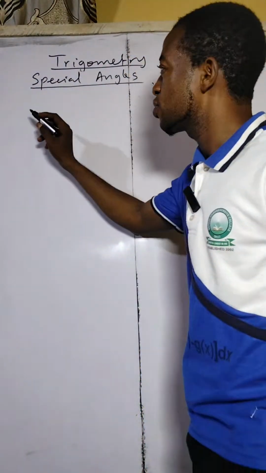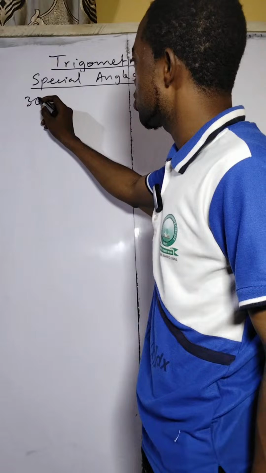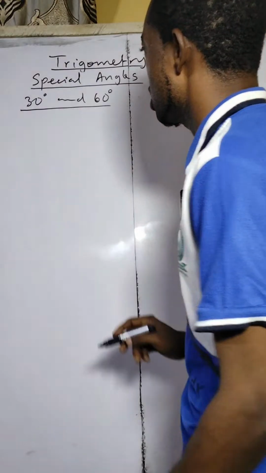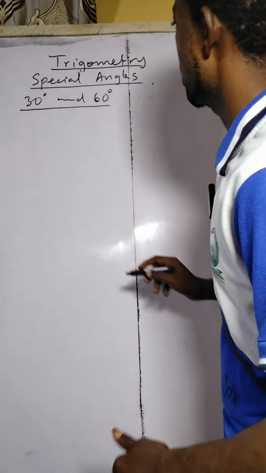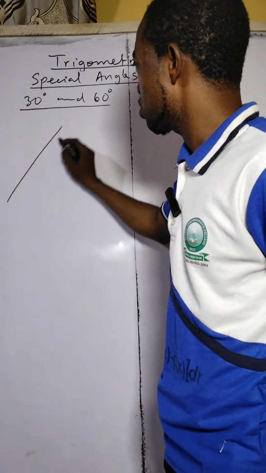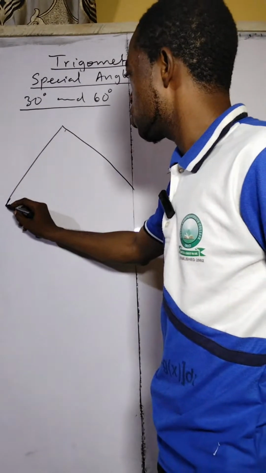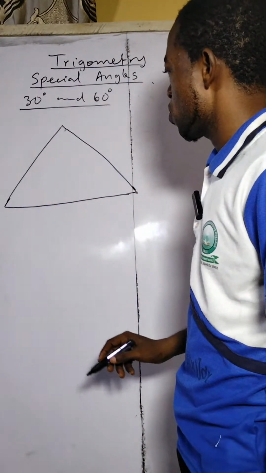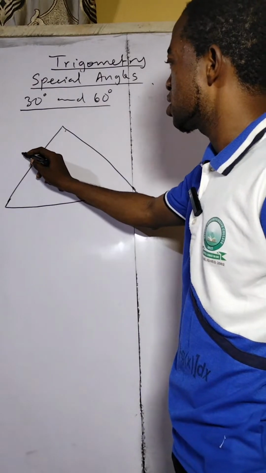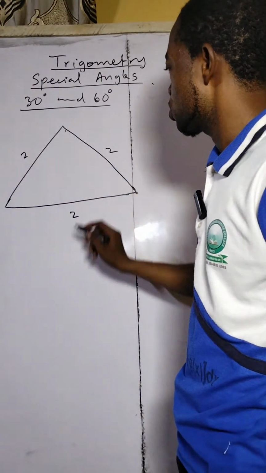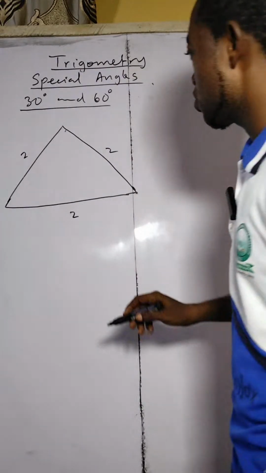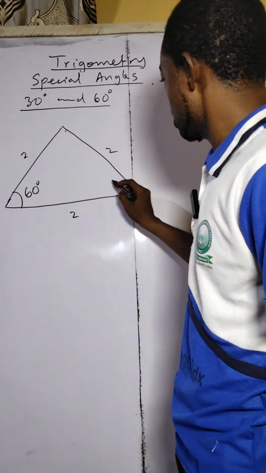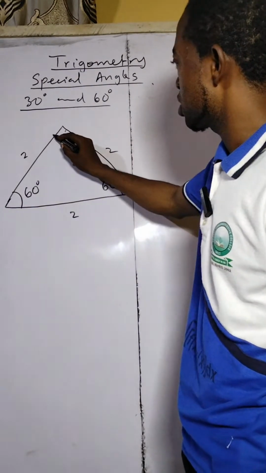So we have special angles of 30 degrees and 60 degrees. Let's look at this first. Let's derive that special angle here. We want to consider an equilateral triangle of side 2 units. An equilateral triangle has all the sides equal, so this side is 2, this side is 2, this side is 2. And don't forget that all the angles are also equal: 60 degrees, 60 degrees, 60 degrees.